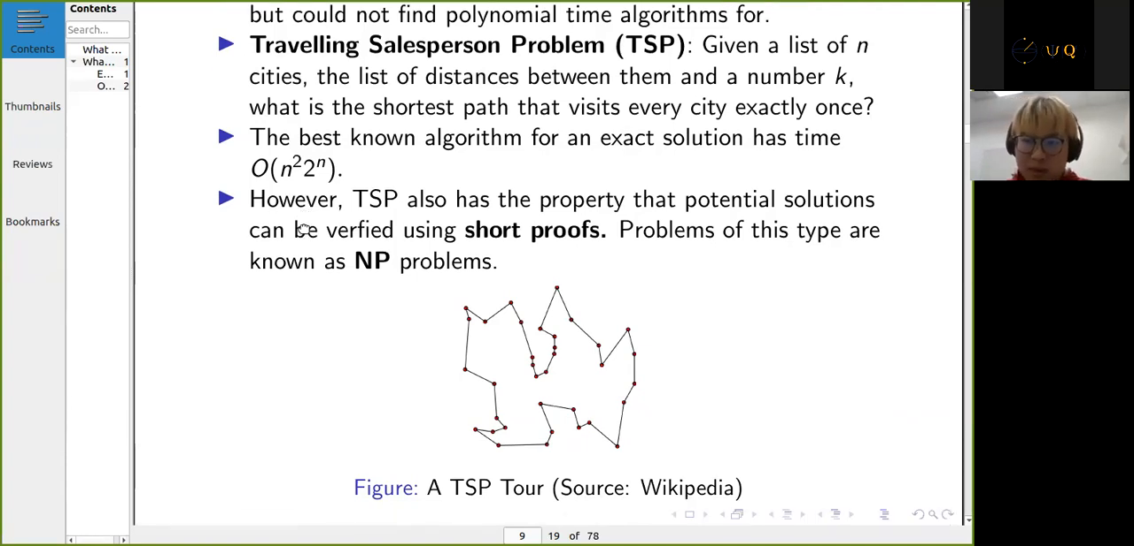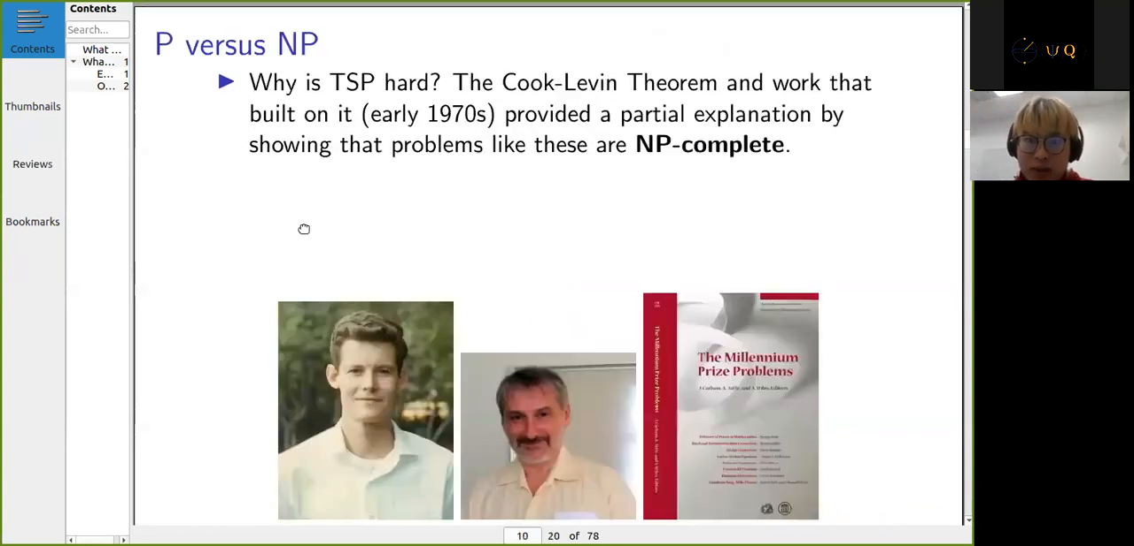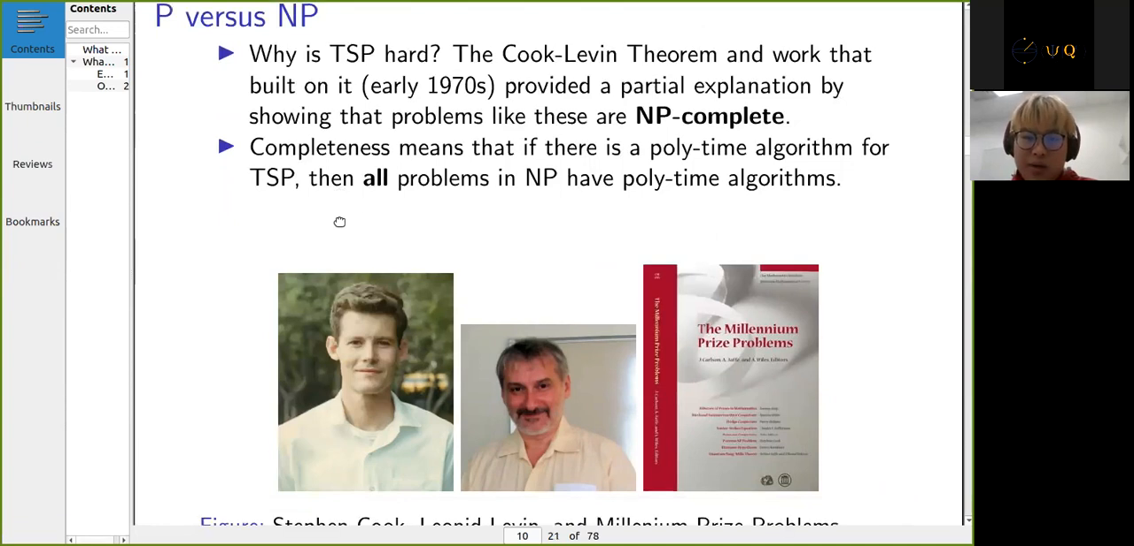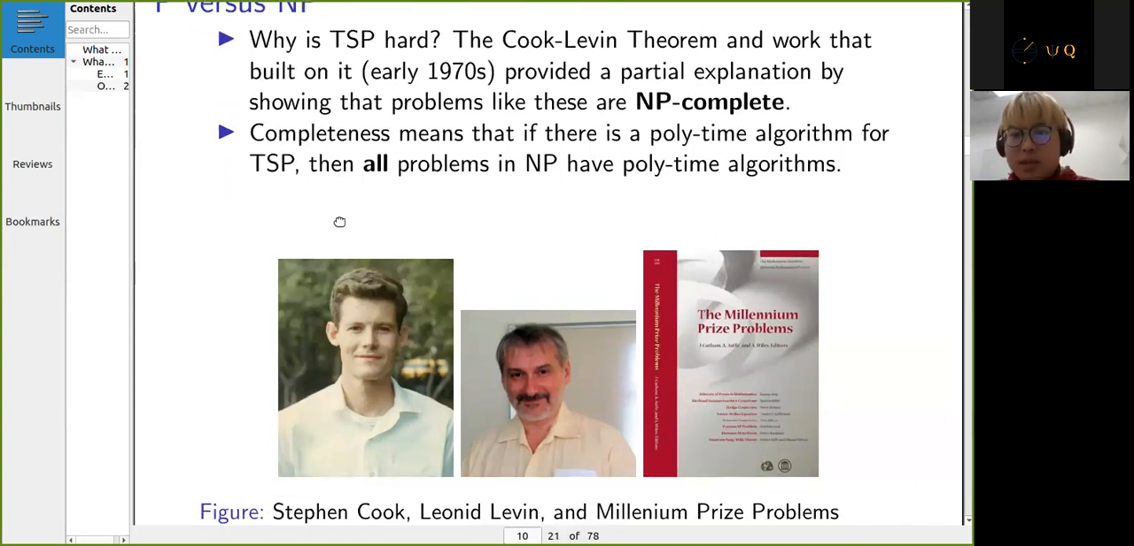So people kept finding these problems in NP where you can check the answer quickly, but you might not necessarily be able to come up with the answer quickly yourself. A series of work in the 1970s then provided an explanation for why this is the case by showing that these problems have the property that they are NP-complete. What completeness means is that a polynomial time algorithm for one problem, say the traveling salesperson problem, would then imply that every problem in NP has a polynomial time algorithm.